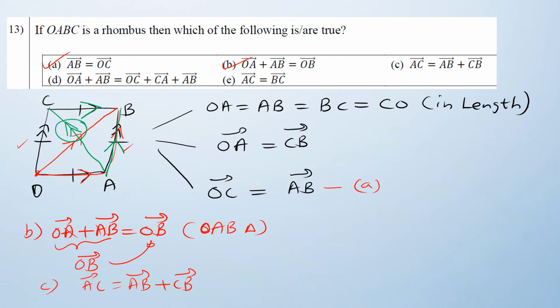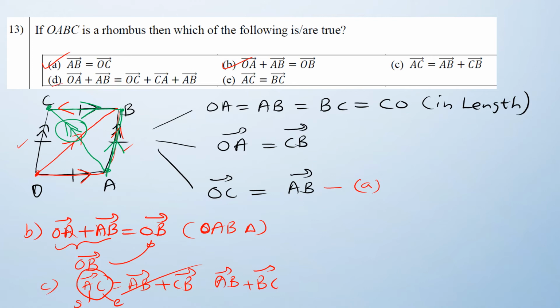To have AC, we have to start from here, end up at C, then journey will go from here to here, then here to here. So the direction should be B to C, not C to B, to have AC. This is the starting point, this is the end point. So you will have AC when we go through AB plus BC, not this, plus BC. So C is incorrect.